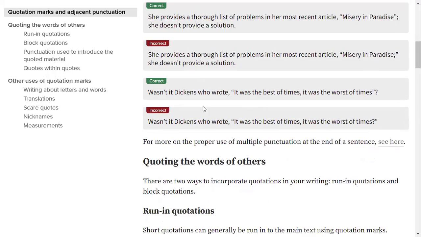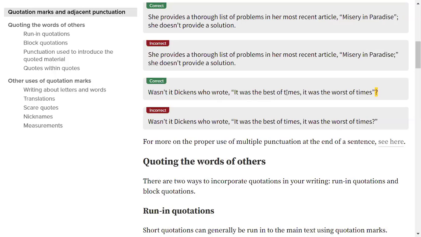Okay, so some of you read this text now. Correct: Wasn't it Dickens who wrote, "It was the best of times, it was the worst of times"? Question mark. Incorrect: Wasn't it Dickens who wrote, "It was the best of times, it was the worst of times?" Now see the question mark.